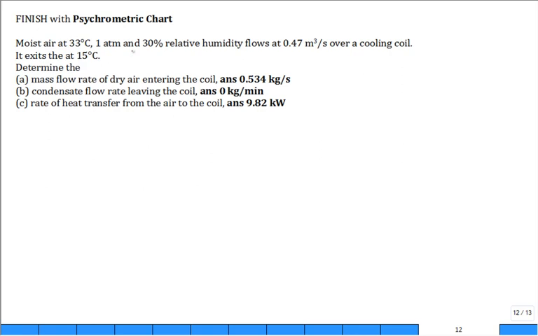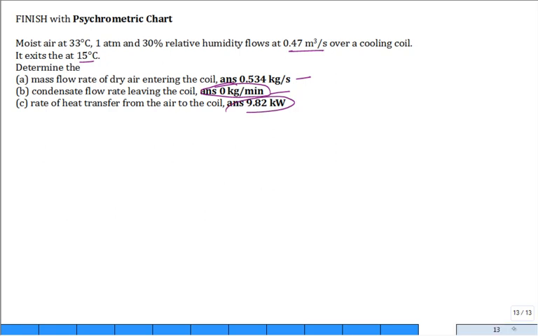So the moist air over the cooling coil exits at 15, determined. Hey, we just did this, didn't we? Aren't these our answers? The mass flow rate of dry air. The condensate, nothing. No condensate. Didn't get it cold enough. And then the cooling rate.